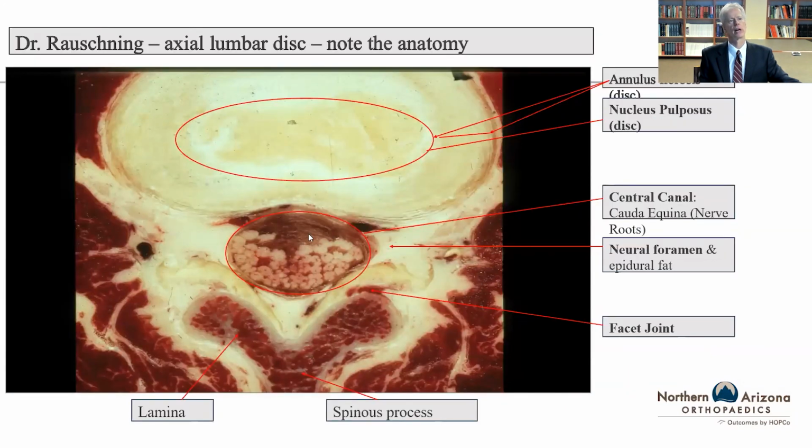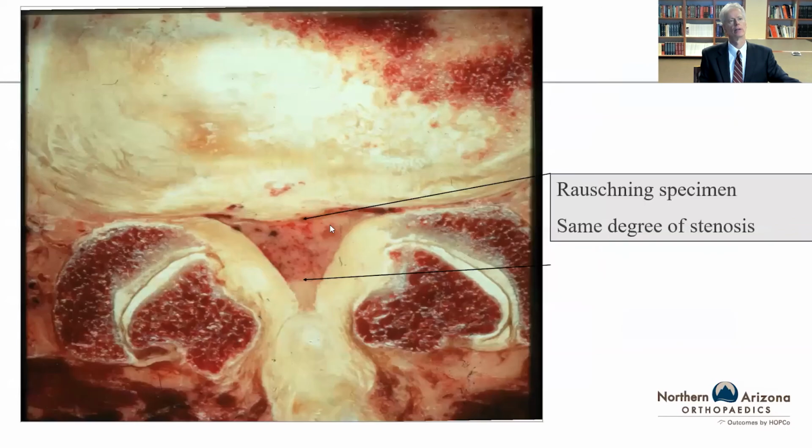So here's the comparison. We saw that slide. It has lots of space. Here's the one with stenosis, that little triangle. So the nerves are all bunched up.